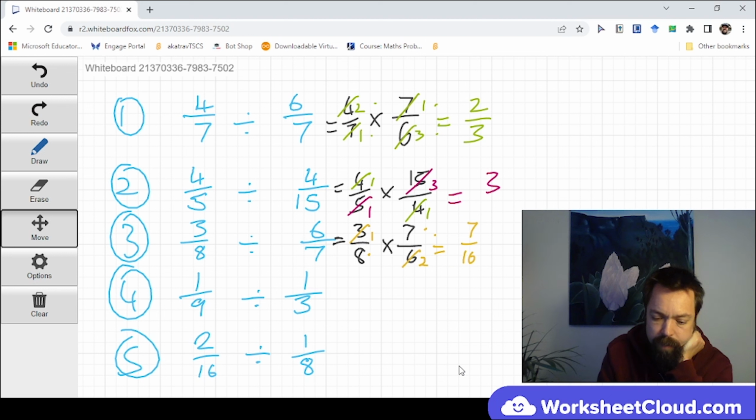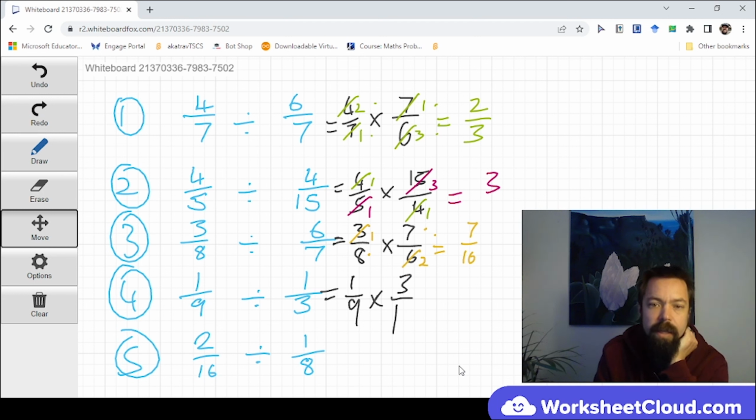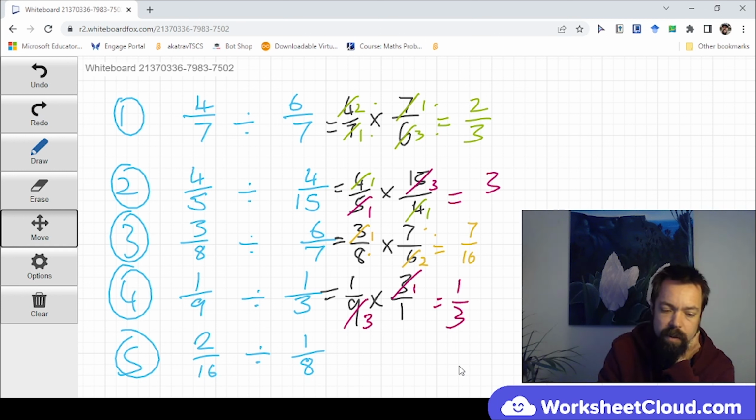Pencil switching off. 1 over 9 multiplied by 3 over 1. And again, I am aware that 3 over 1 is just 3, but we keep it in this format so that we can work more easily when it comes to multiplying and cross-cancelling. So 3 goes into there 3 times, 3 goes into there once. 1 times 1 is 1, and 3 times 1 is 3. Final answer, 1/3.